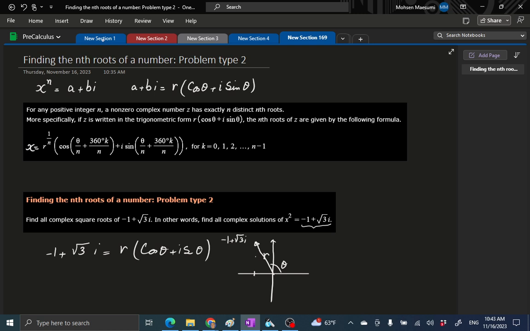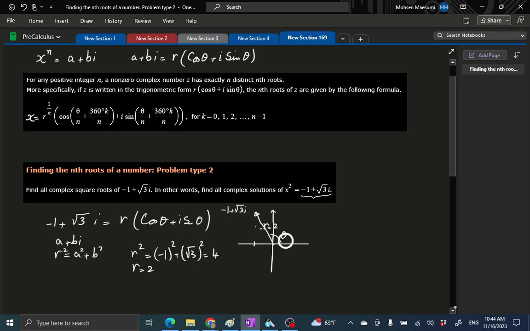How do we get the r? So if I have a plus bi, r squared is equal to a squared plus b squared. So in this case, r squared is equal to minus 1 squared plus radical 3 squared. Of course, 1 and 3 makes a 4, and r is just equal to 2, just the positive root of that. At what angle is it?